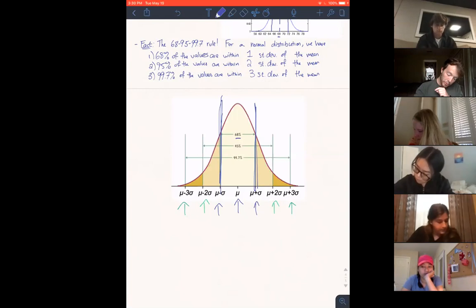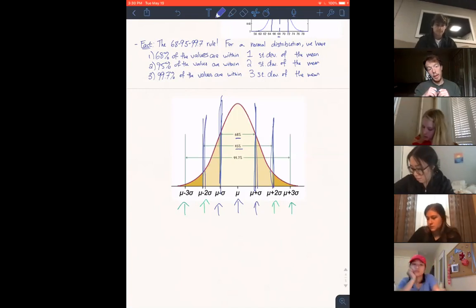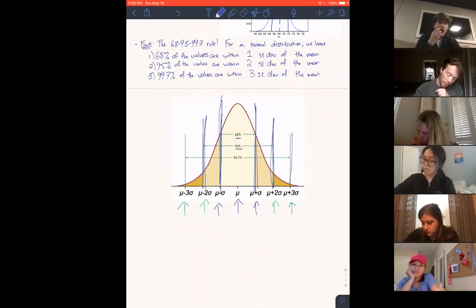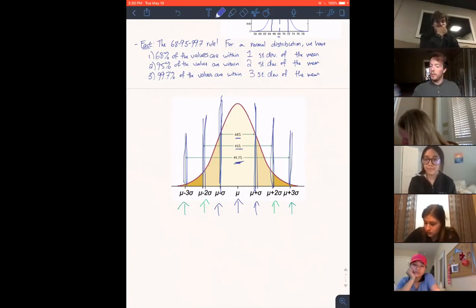And something similar holds true if you look at 2 standard deviations above and below the mean. Then the area under the curve between those two values is 95%. And we do our third thing, which is 3 standard deviations above and below the mean. And 99.7% of the area under the curve is between those two values. If this doesn't fully make sense to you, I have an example we're going to walk through.